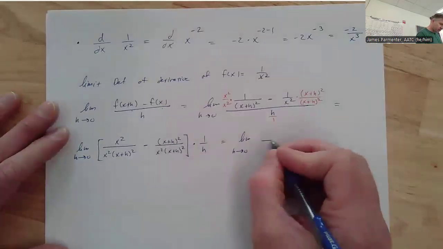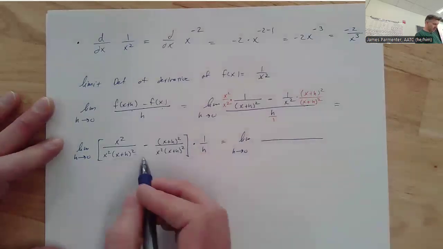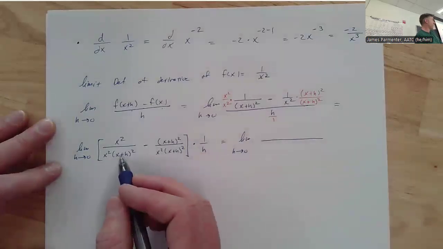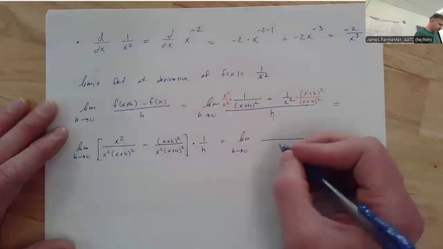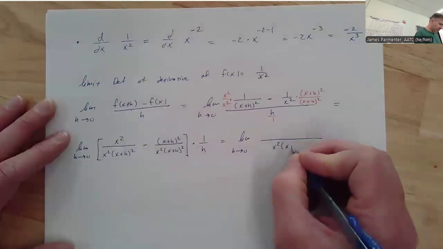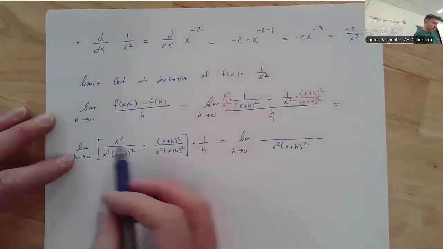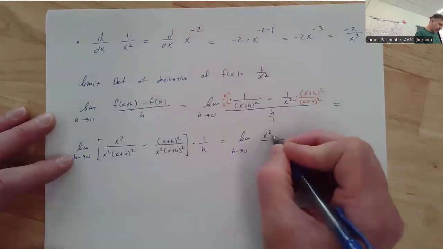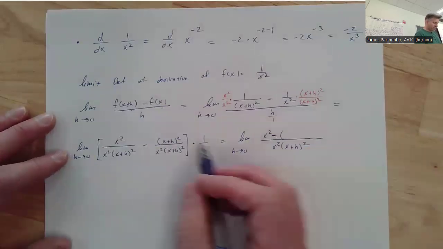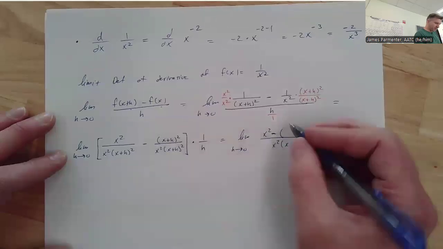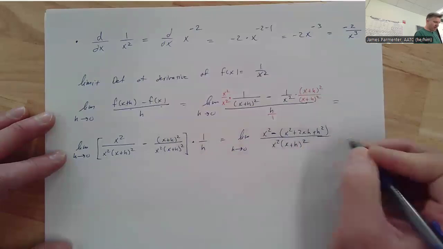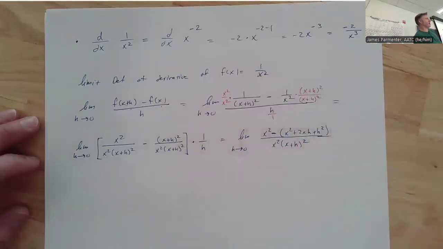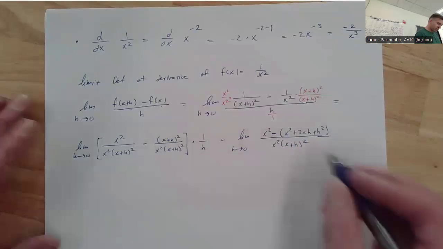We should write, first of all, one big fraction, because that's why we got a common denominator, so that we can add or subtract these fractions together. That's the whole point of getting a common denominator. So the denominator there is going to be x squared times x plus h squared. On top, I'm going to have x squared minus all of, when I multiply out x plus h times x plus h, I get x squared plus 2xh plus h squared. And then I could write times 1 over h, or I could just toss the h into the denominator.